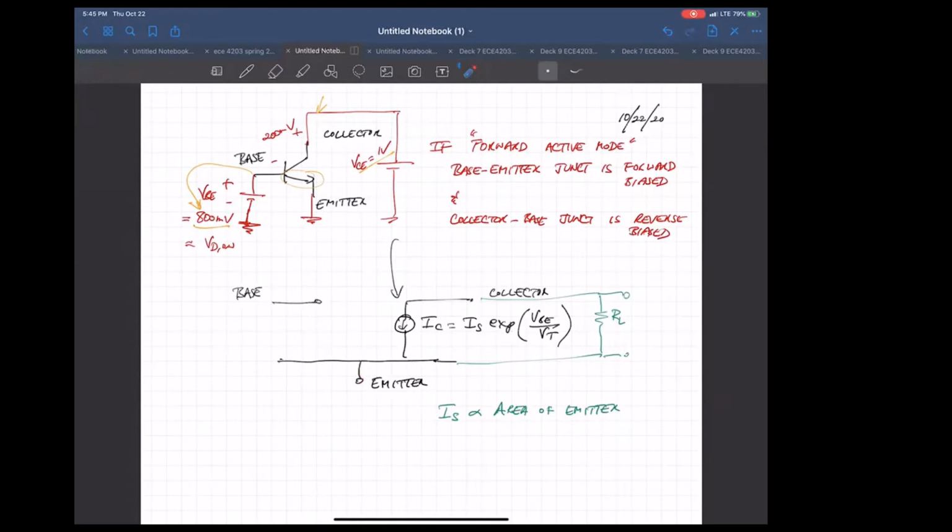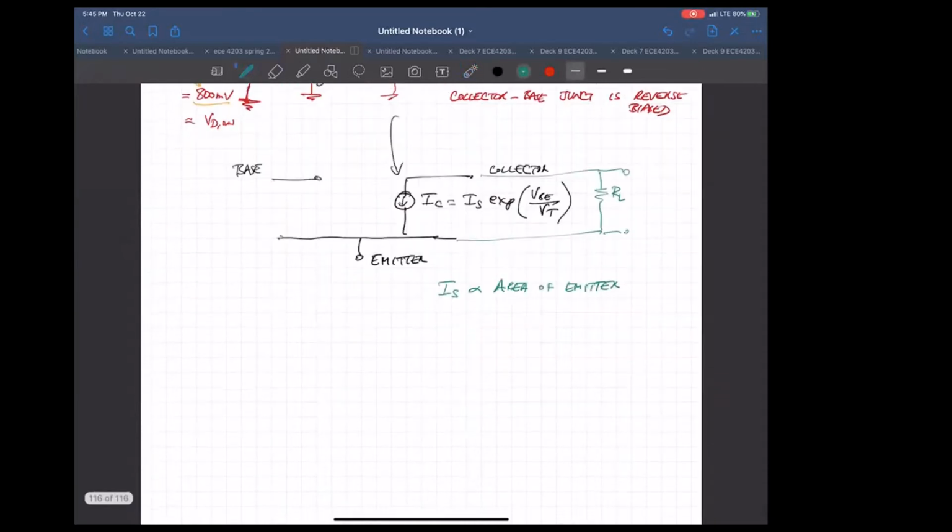Okay, so let's see. A quick question: the direction of the current is pointing down because the collector is higher in potential than the emitter, with respect to the emitter, right? Yes. Yes.